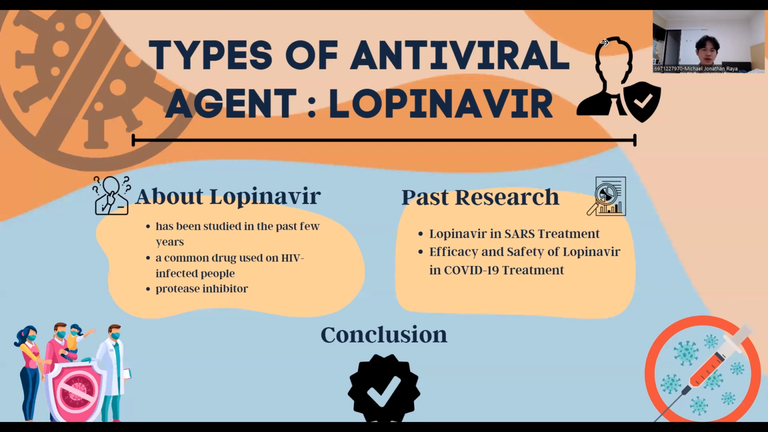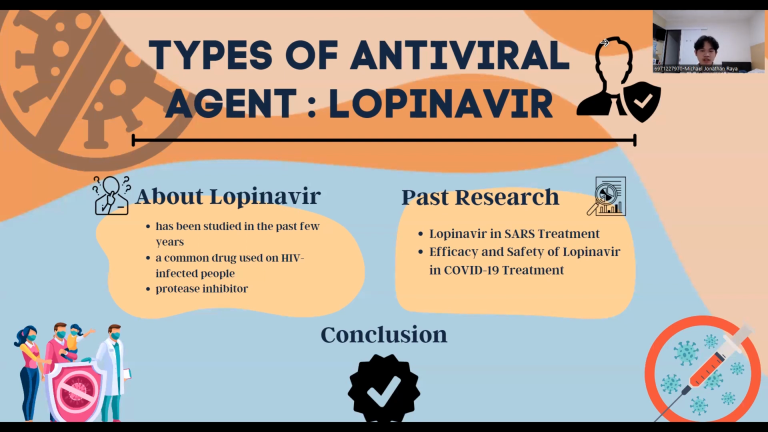There are several ways for an antiviral agent to inhibit the virus replication process, such as protease inhibitors, and lopinavir is one of them. Lopinavir is usually combined with ritonavir, a similar drug that could maintain the amount of lopinavir in the human blood. I've also done several researches. The first one is about lopinavir in SARS treatment. The scientists want to know whether lopinavir is effective against SARS or not. And the result indeed shows that lopinavir is effective against SARS.